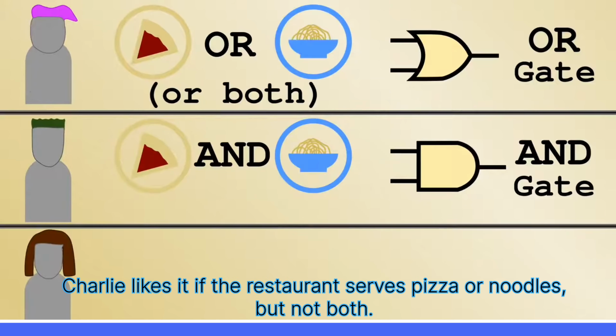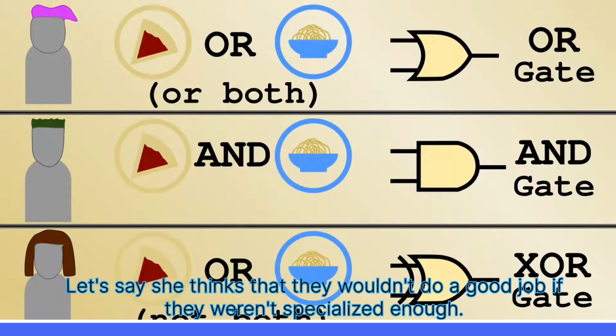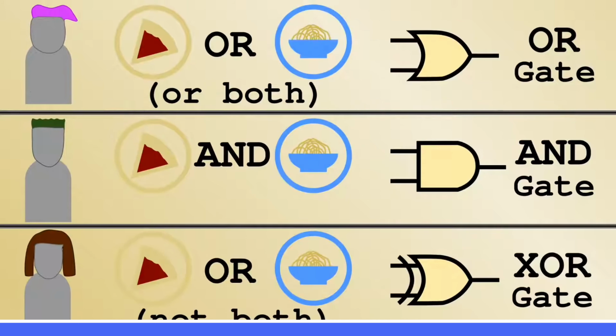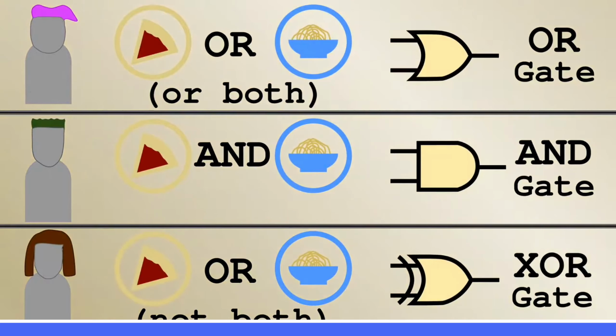Bob wants choice, so he wants both pizza and noodles on the menu, hence the AND gate. Charlie likes it if the restaurant serves pizza or noodles, but not both. Let's say she thinks that they wouldn't do a good job if they weren't specialized enough. The corresponding gate is called exclusive OR, XOR for short.